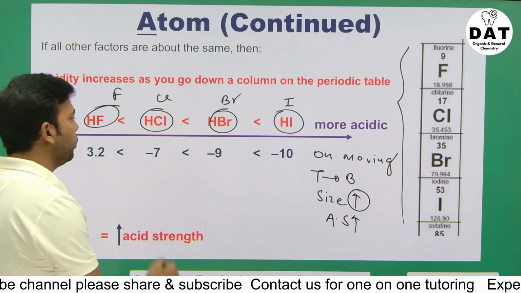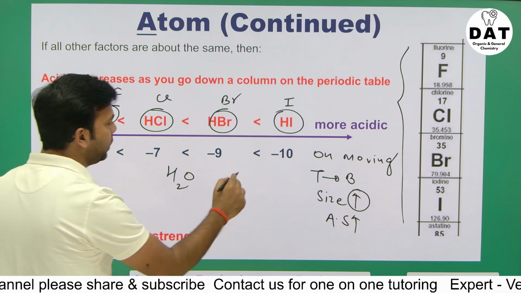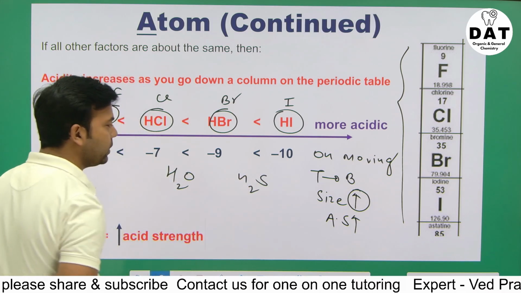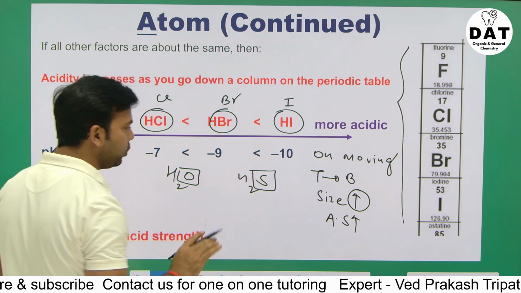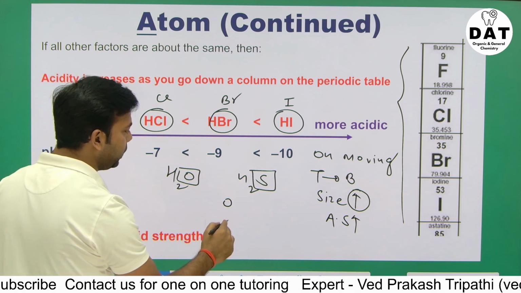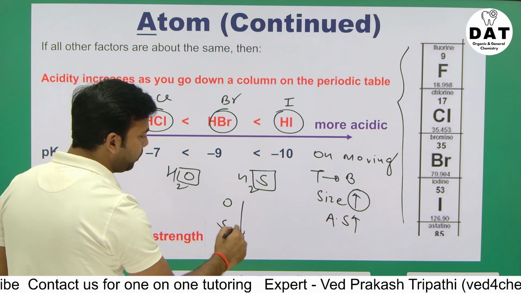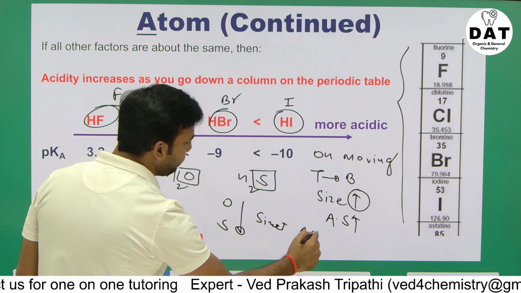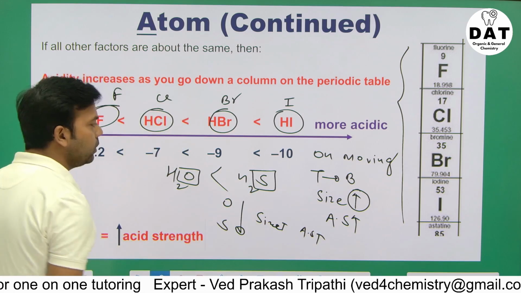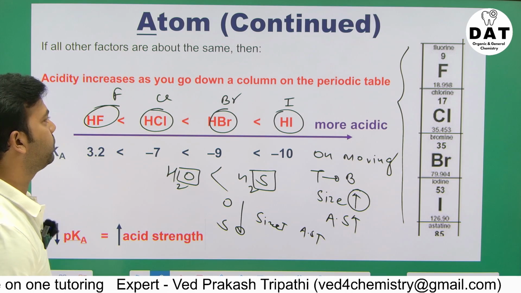Makes sense? Suppose you have to compare H2O and H2S. Let me know which one is more acidic. Here we have oxygen and here we have sulfur. If you look at the position in the periodic table, down the group, size increases. Size increases means acidic strength increases. So H2S is a stronger acid than H2O.